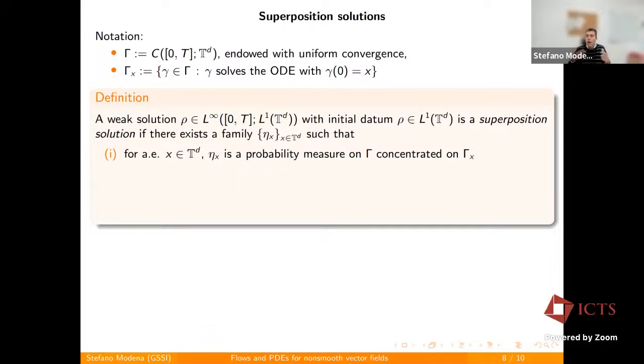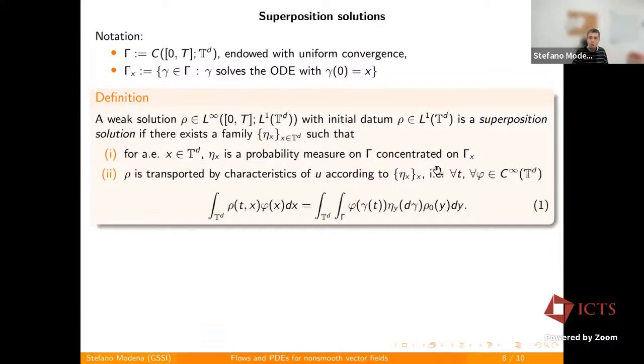But if I have more than one characteristic, this eta_x is telling me how likely it is that I follow this path rather than this or that, and so on. And then the second property is essentially, roughly speaking, saying that this weak solution rho is transported by the characteristics of the given vector field U according to these probability distributions.